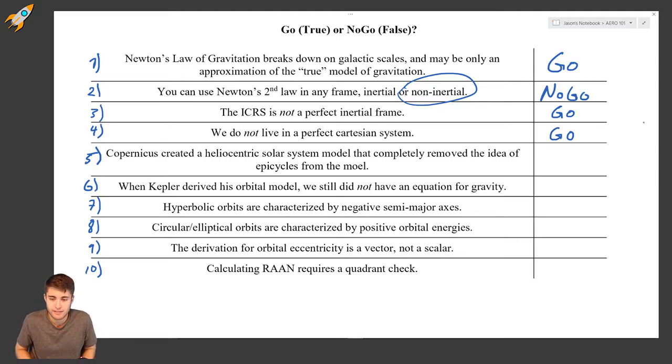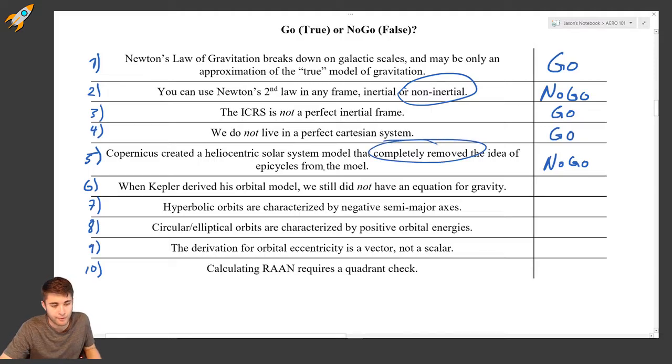Number 5, Copernicus created a heliocentric solar system that completely removed the idea of epicycles from the model. Sorry for the typo. 5 is a no-go. Oyashiro, you got it right. This is the problem: Copernicus still used epicycles in his idea. He did say that it's a heliocentric model, and that part is true, but he didn't remove the idea of epicycles. He still had epicycles in his model.